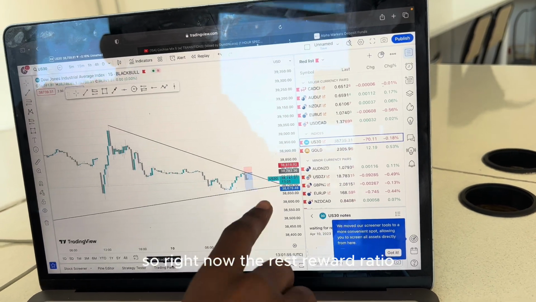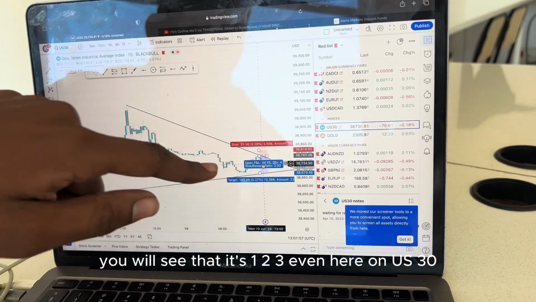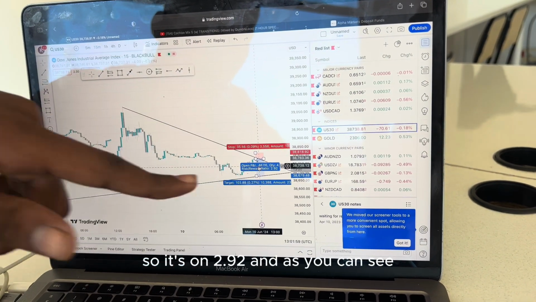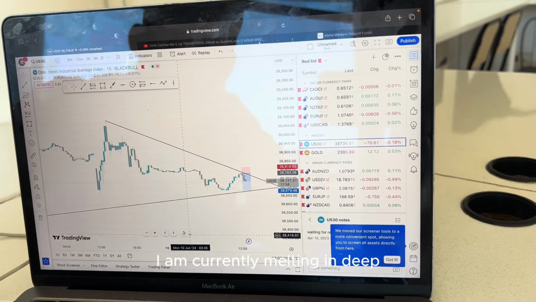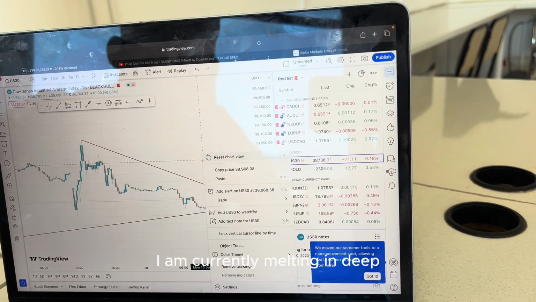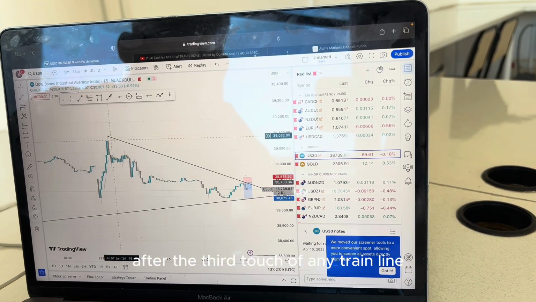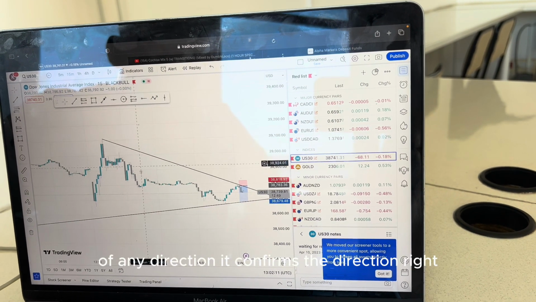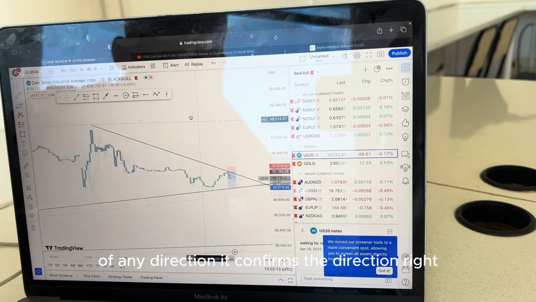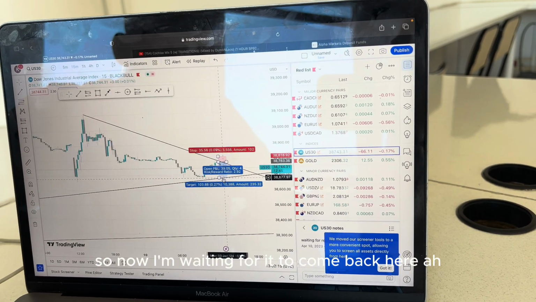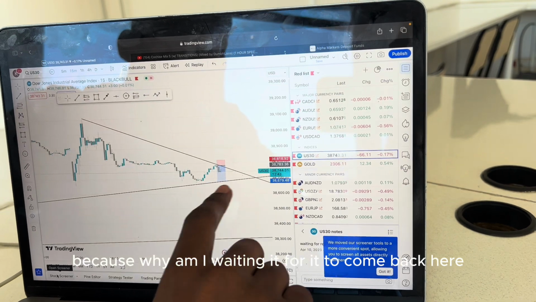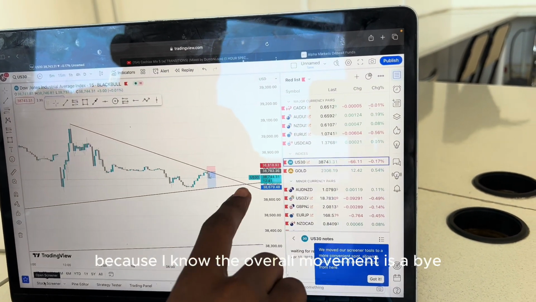So right now the risk to reward ratio, you'll see that it's 1 to 3 even here on US30, so it's on 2.92, and as you can see I am currently sitting in deep, nice profits right there, all because of a simple technique. After the 3rd touch of any trend line of any direction, it confirms the direction, right? So now I'm waiting for it to come back here, because why am I waiting for it to come back here?